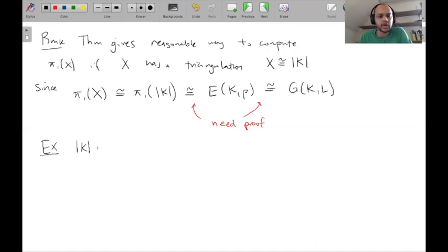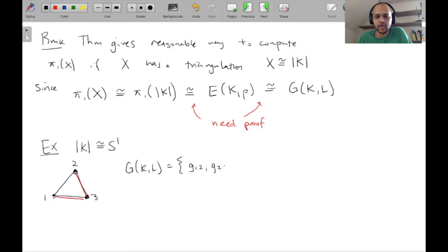So let's take a triangulation of the circle. Well, I guess this is similar to the example we just did, so let me do this kind of quickly. Let's take this triangulation, vertices 1, 2, 3. Then in this case, G_{K,L}: we pick some maximal tree, and that's L, and we have generators G_{1,2}, let's say G_{1,3}, and G_{2,3}.